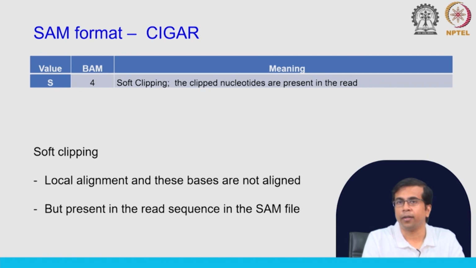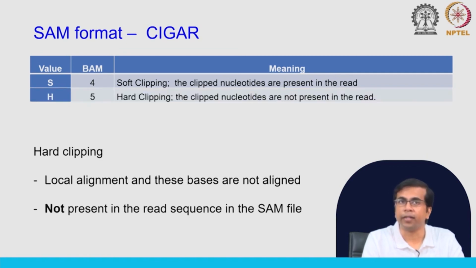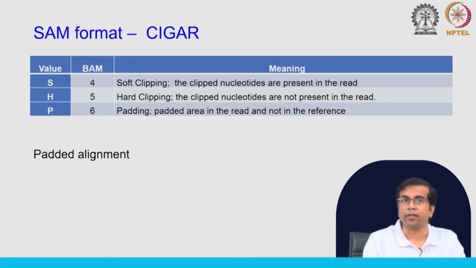Why do we worry about this? Because there is something called hard clipping, which is denoted by H. Again this applies to local alignment, and these bases are not used for alignment, but then these sequences are also removed from the read sequence that is shown in the SAM file. There is a final concept which is called the padded alignment. This gives us an idea about how inserted sequence in the reads affect alignment against each other.